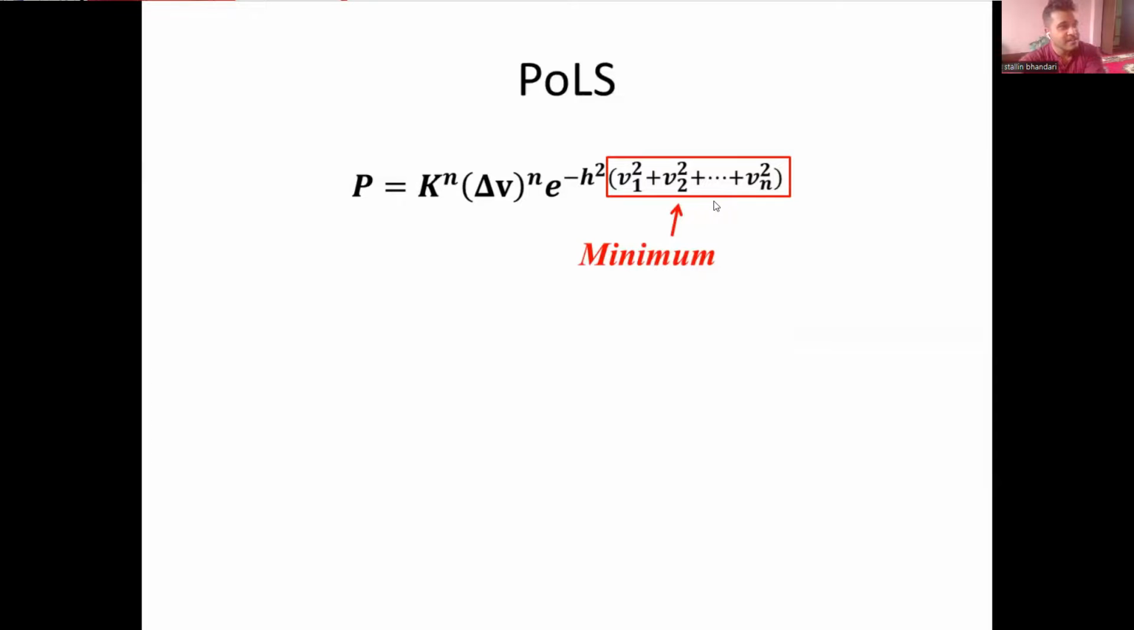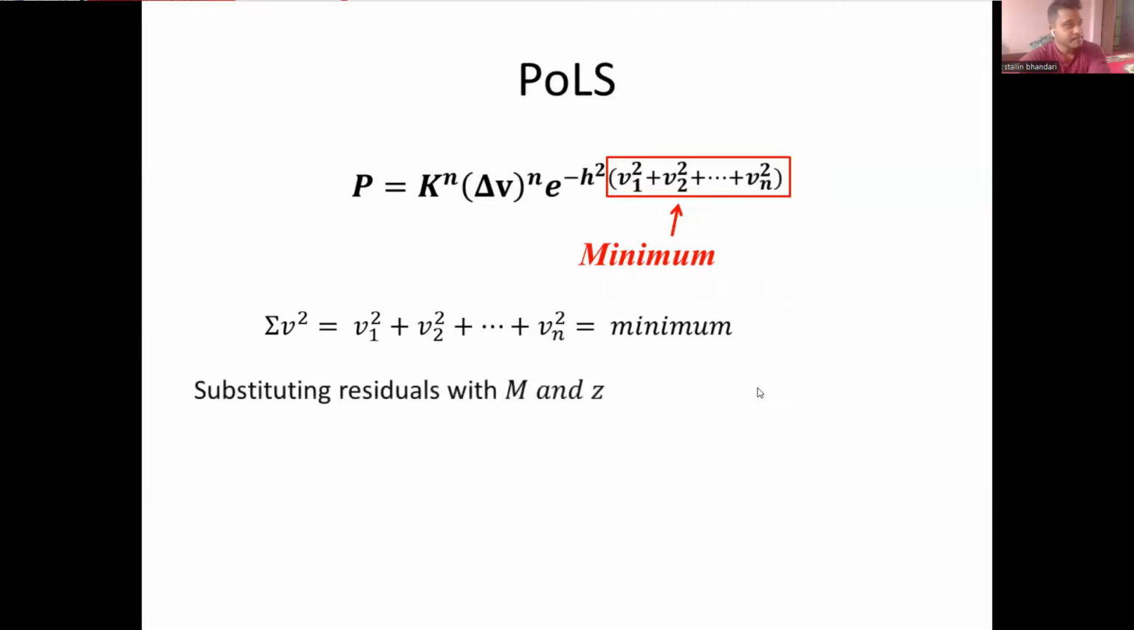That means for the most probable value, the value of this term over here, the square of this residual, should be a minimum. Then we can substitute these residuals with m and g. We get it like this.